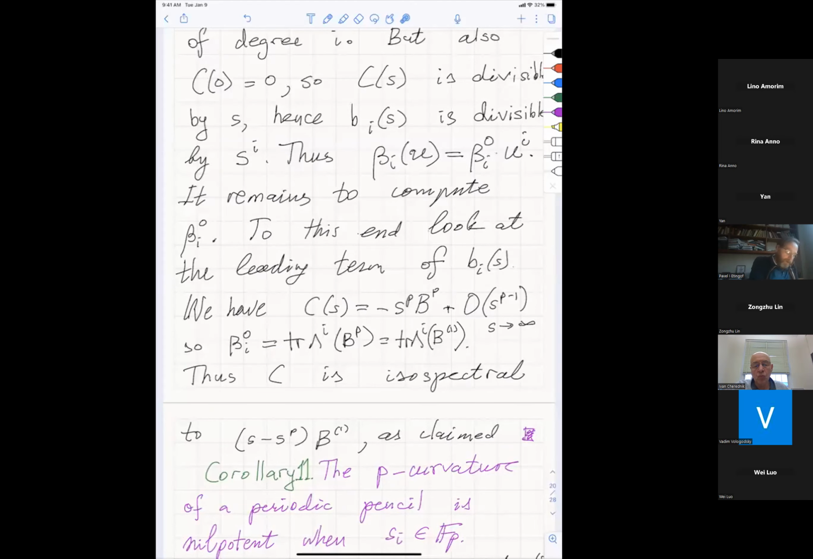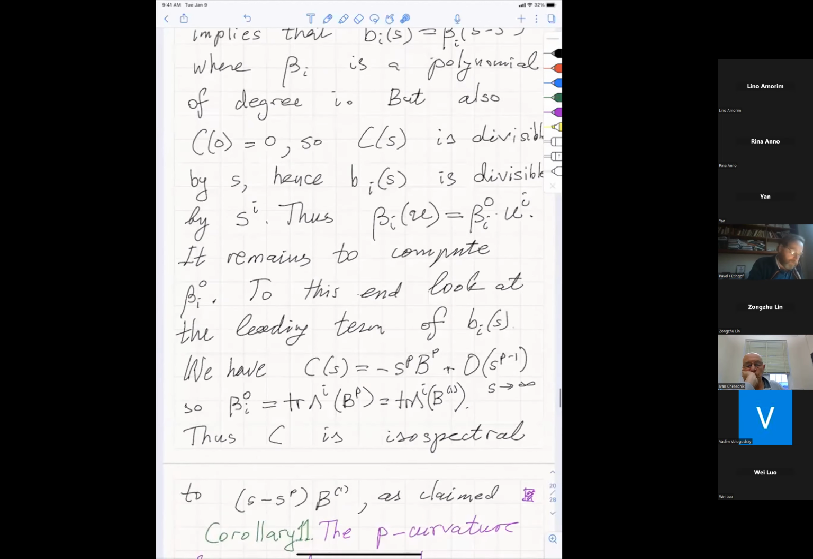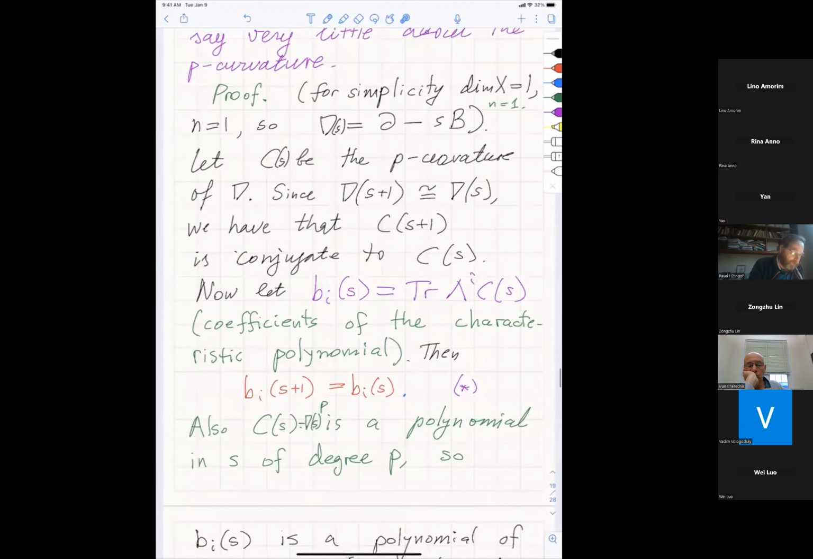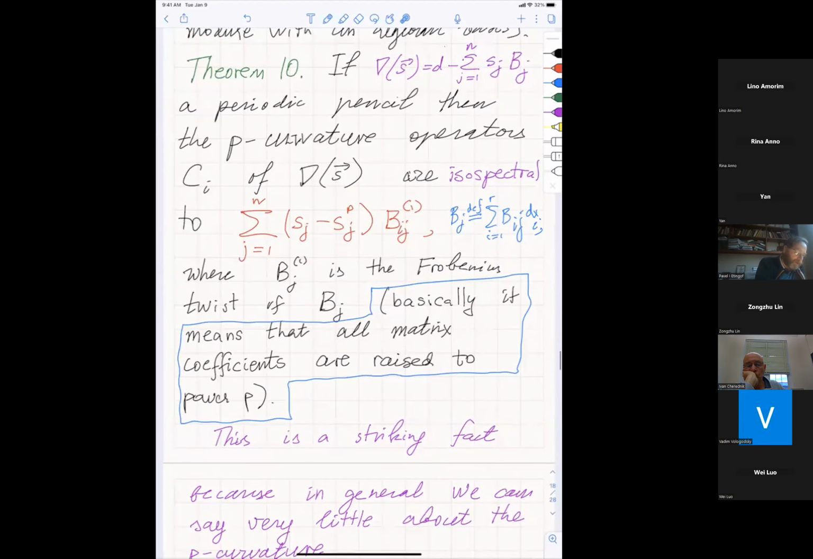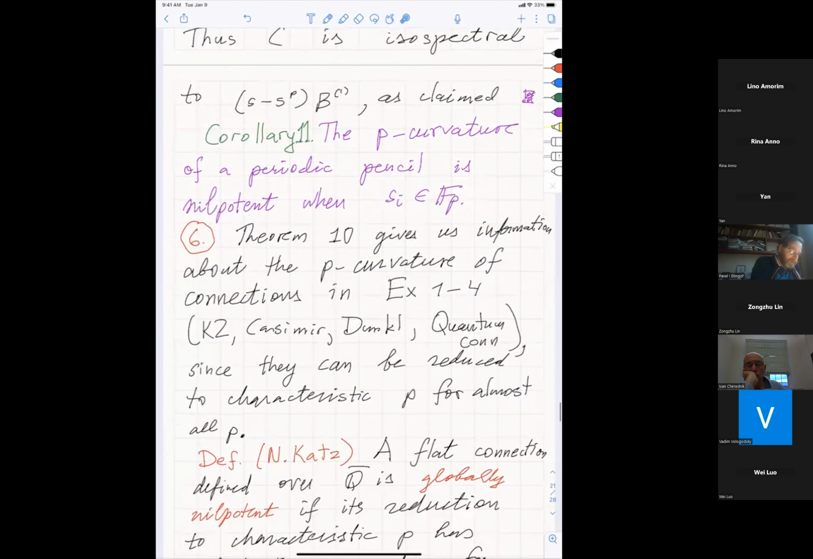Yes, that's right. Okay, and so here is a corollary: the p-curvature of a periodic pencil is nilpotent when parameters lie in F_p. What happens when parameters lie in F_p? In the theorem, we say that it's isospectral to this thing, but if s_j are in F_p, then this prefactor is 0. So this means that C_i are isospectral to 0. That doesn't mean that they are equal to 0, but it means that they're isospectral to 0, which means being nilpotent. So that's a very important corollary.